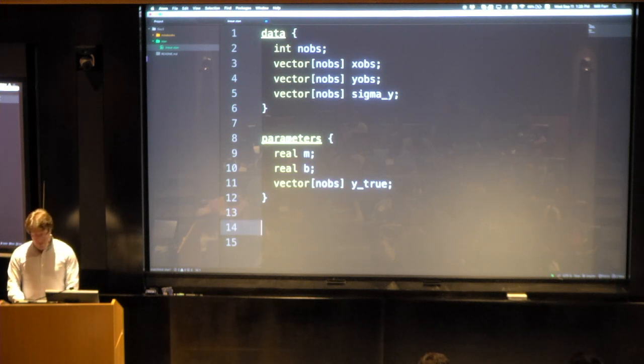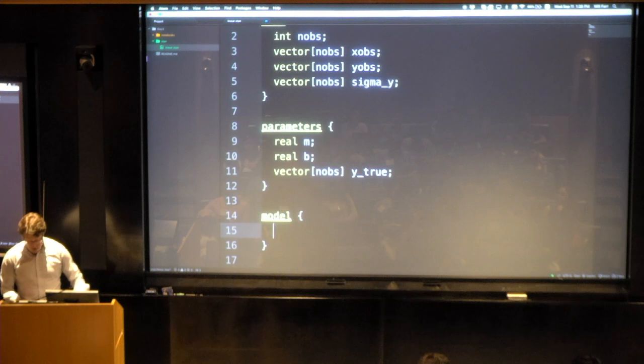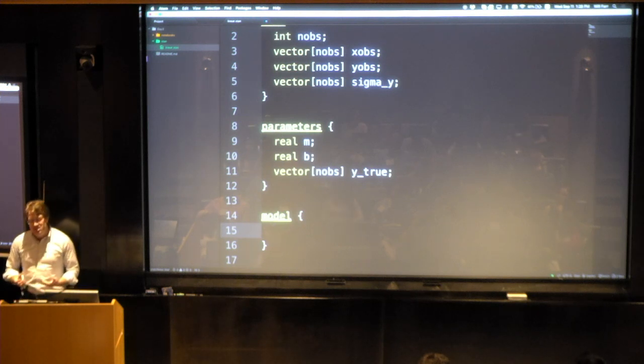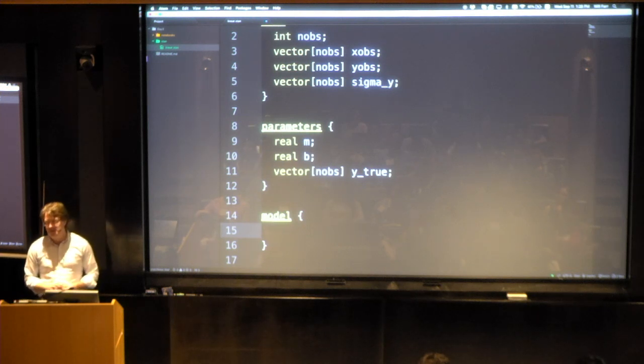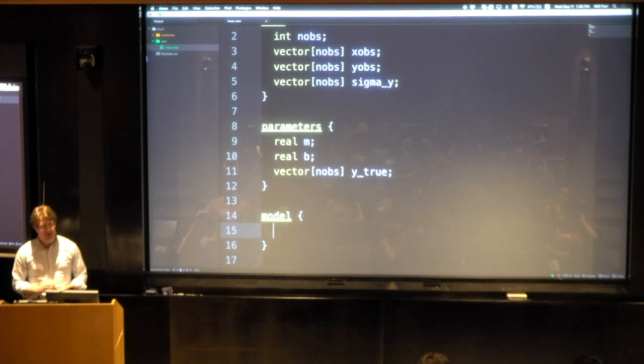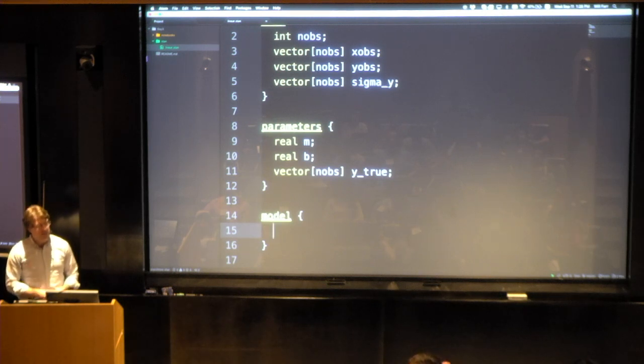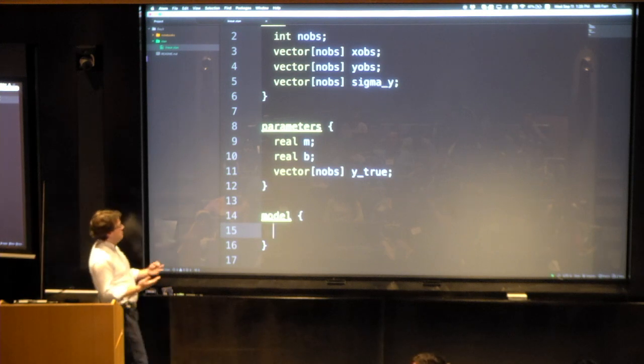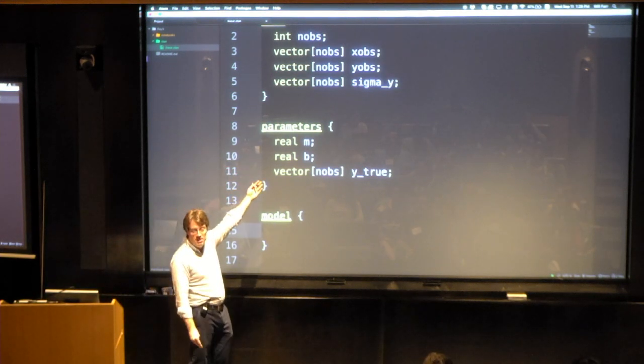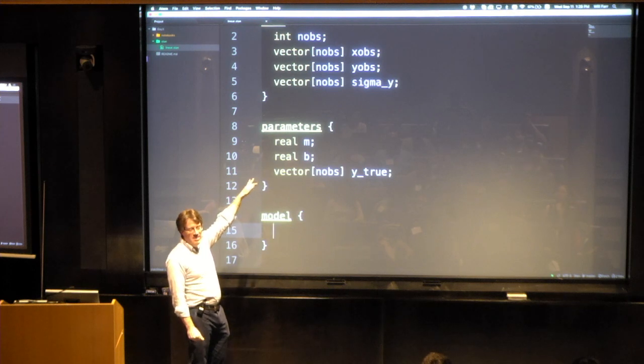Okay, now let's write our model. So it's on the sheet that I'm supposed to talk about priors. I may say some things about them at the very end, or maybe we can just talk about them offline in discussions. But for right now, I'm going to dodge that issue. Let's just put a flat prior on M and B. Okay? That's not necessarily what you want to do.